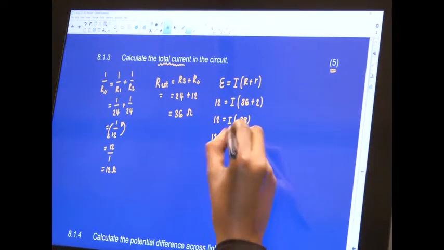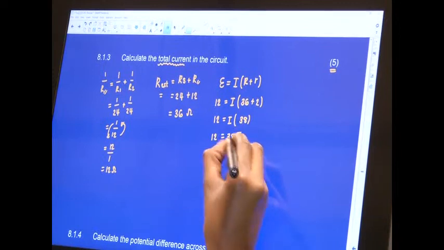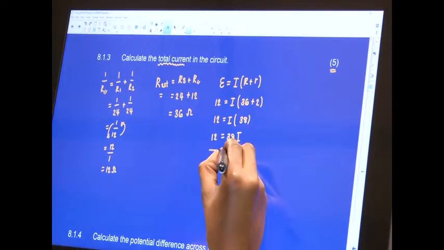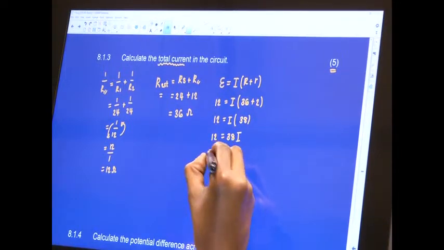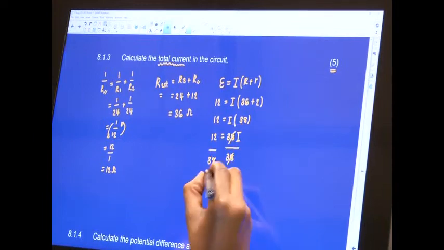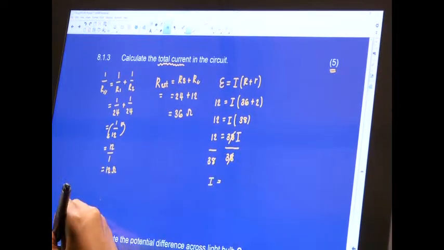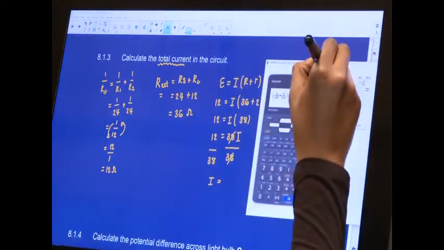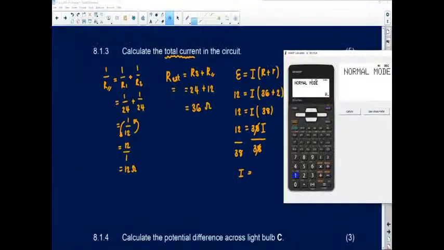Now I need to find the value of I. I have to divide both sides by what's bothering the I. In this case, it will be 38. This and this will cancel. Let's plug this one in our calculator and see what we get. So I'm going to have 12 divided by 38. And therefore, I get 0.32.